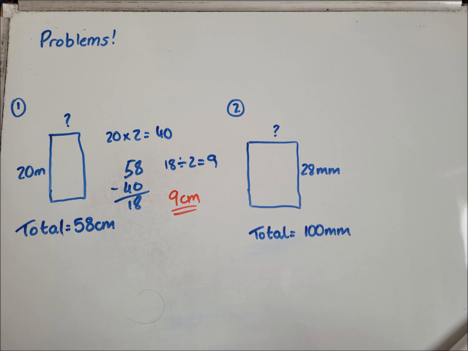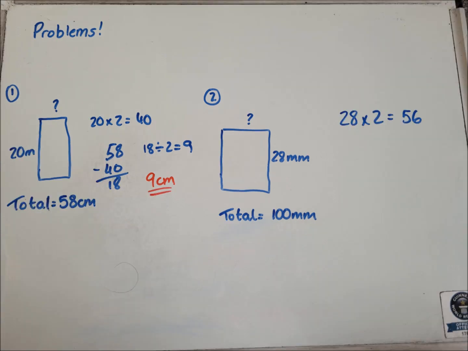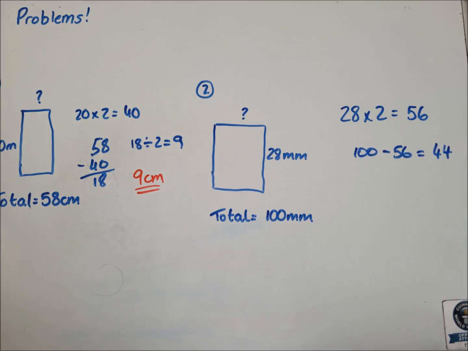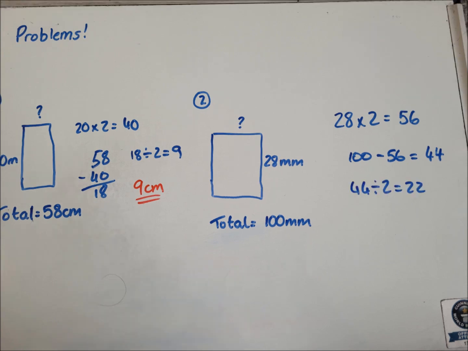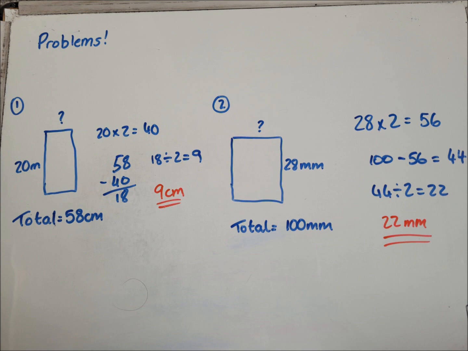For the second one, I do 28 times 2 first of all, which is 56. Then I do 100 take away 56, giving me 44. We could use our jigsaw numbers knowledge there. Then I do 44 divided by 2, which gives me 22, which means those missing sides have to be 22 millimetres. Well done for that today.